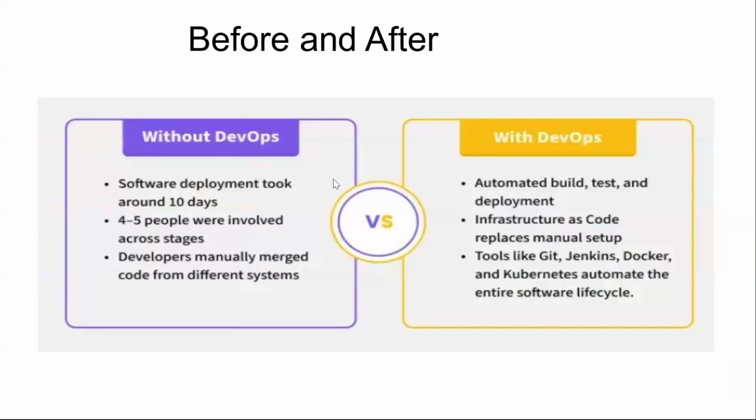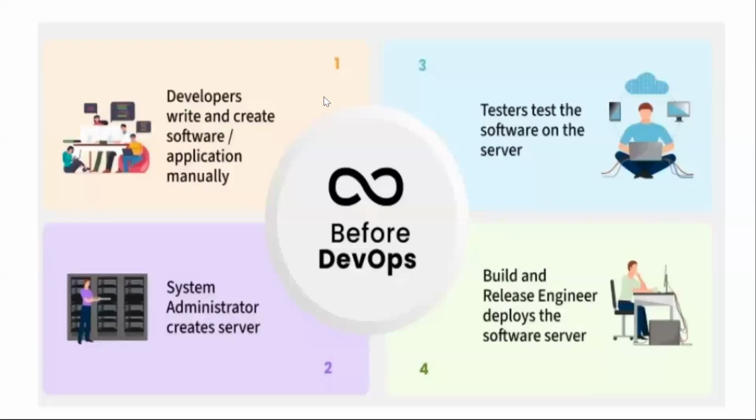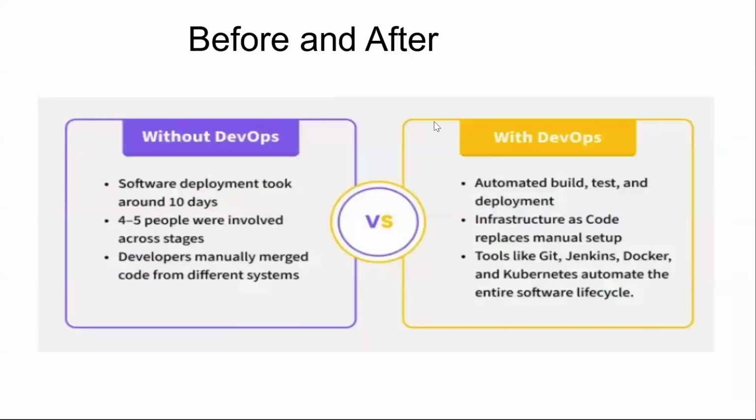But after DevOps, what happens? When we were not implementing DevOps, what was happening? Software deployment took around 10 days. Many people were involved across different stages. Developers merged code from different systems. So they were doing everything separately.